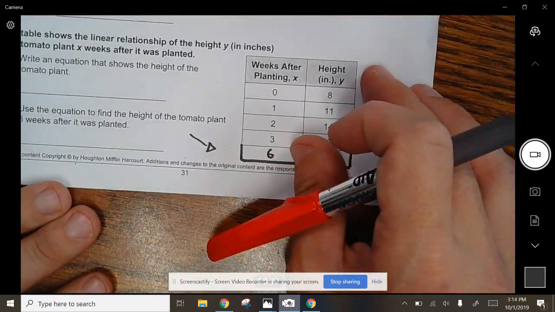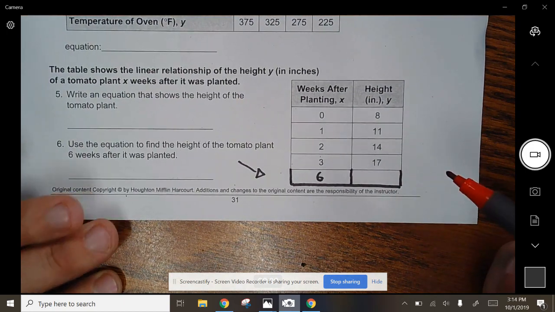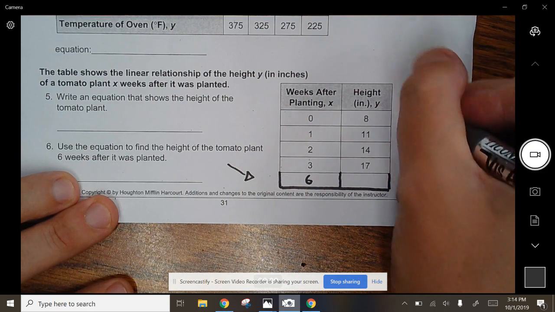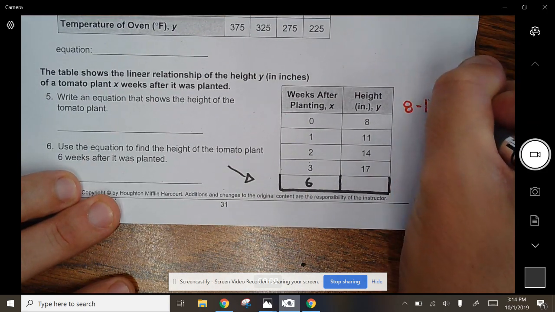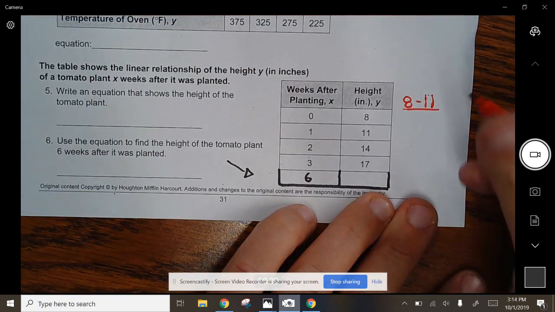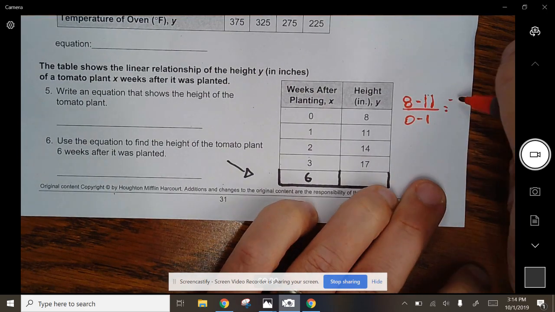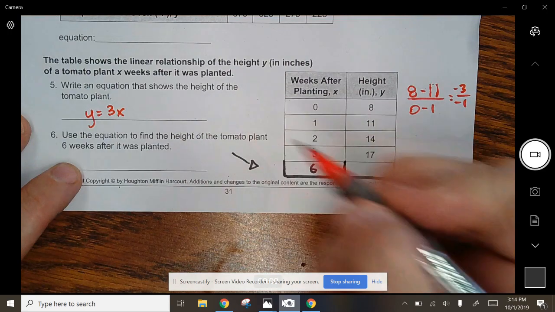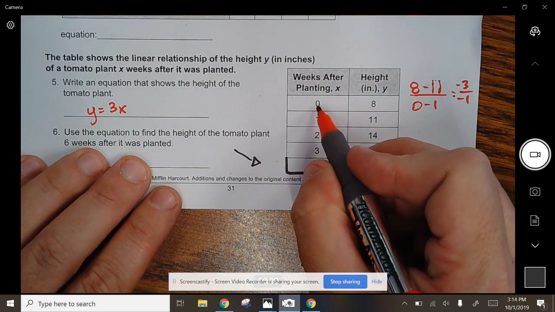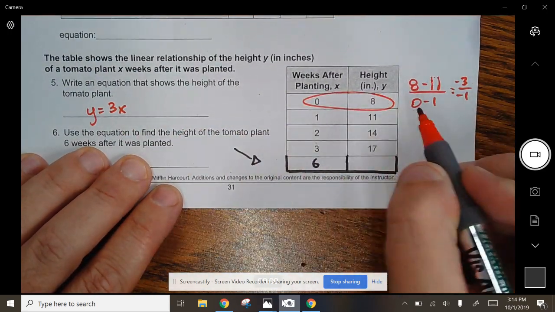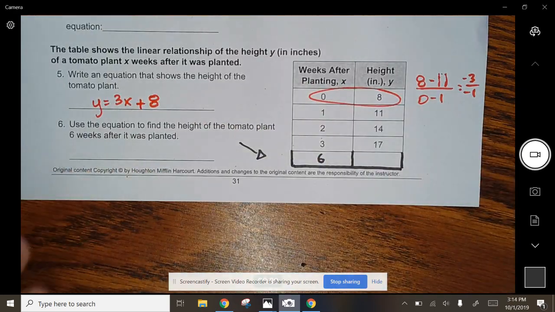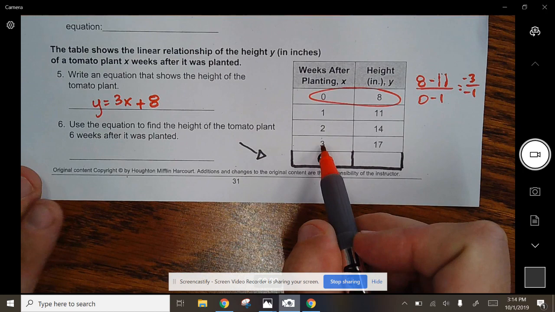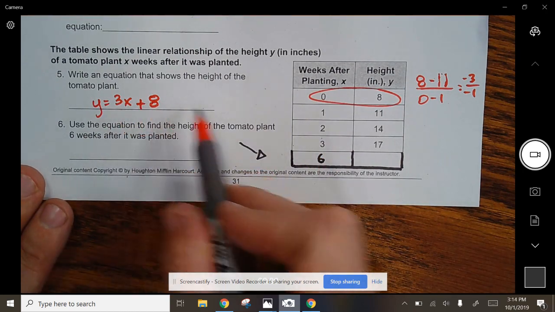This last one, write an equation that shows the height of the tomato plant. All right, so you would have to go ahead and solve this. All right, 8 minus 11, 0 minus 1, negative 3 over negative 1, which is positive 3. All right, and then guess what? I plug in 0 here. Again, that's my cheat code. I know it's plus 8. Now, this is curious. This is interesting. This is interesting because we plug in 3. 3 times 3 is 9, plus 8 is 17.